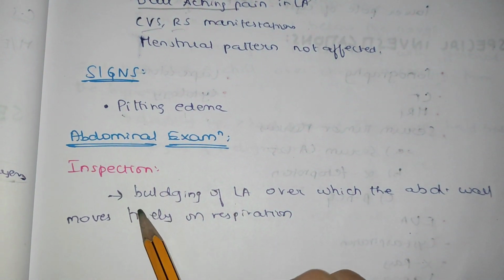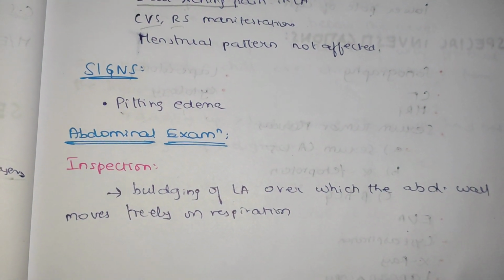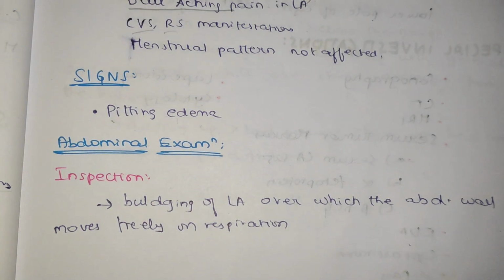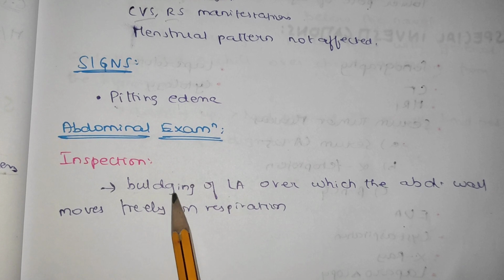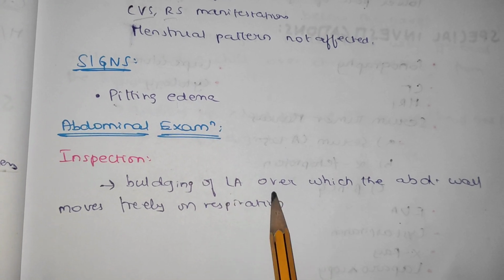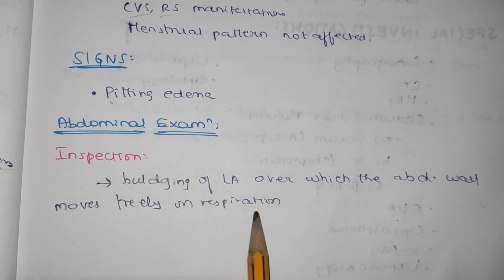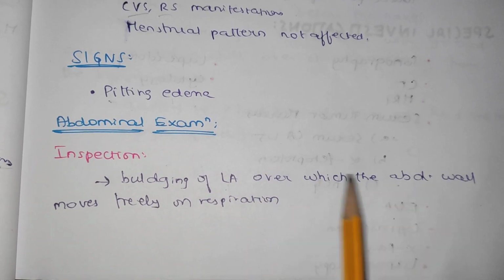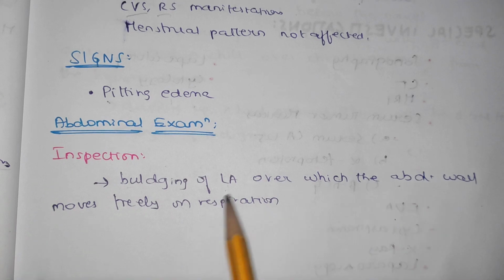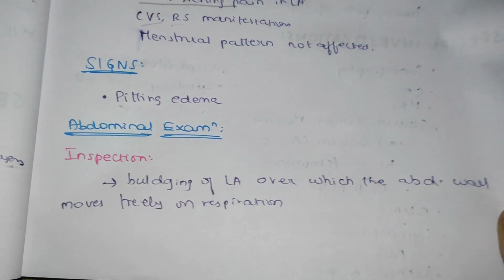Next, coming to the examination. Abdominal examination: on inspection, we can see bulging of the lower abdomen because of the tumor or mass present, over which the abdominal wall moves freely on respiration. That is, this tumor or cyst is not attached to the abdominal wall, and the abdominal wall moves freely on respiration.